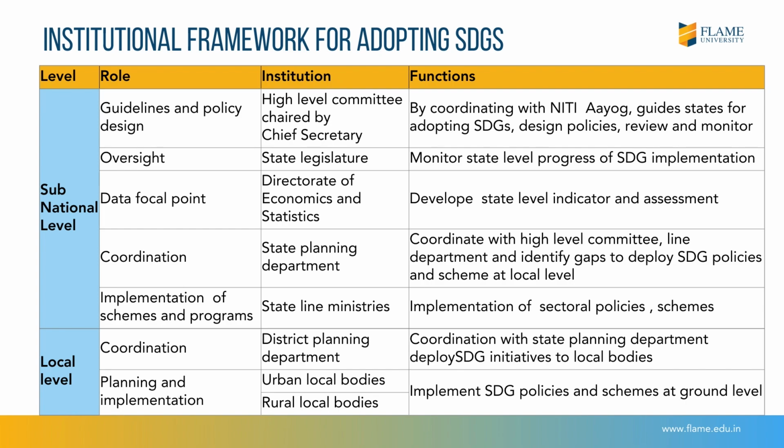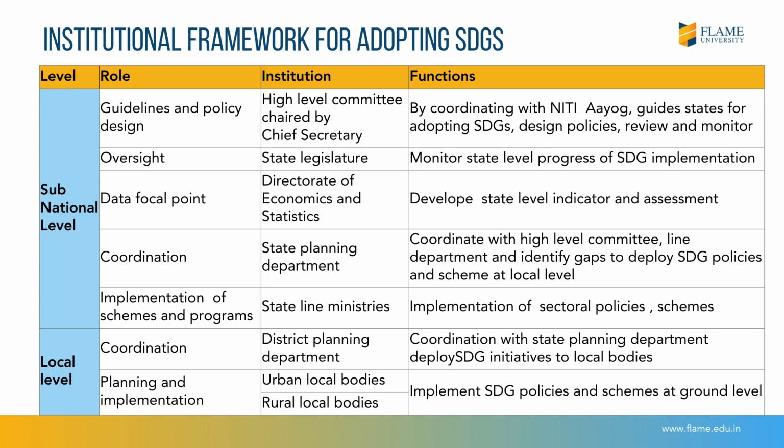Now let's come to the local level. At the local level, the District Planning Committee acts as the nodal agency to coordinate among the State Planning Department and urban and rural local bodies to deploy policies, and urban and rural local governments implement these initiatives at the grassroots level. Hence, India's institutional framework is multi-level, for which horizontal and vertical coordination among various institutions is very critical.